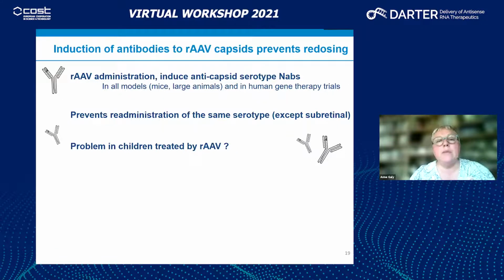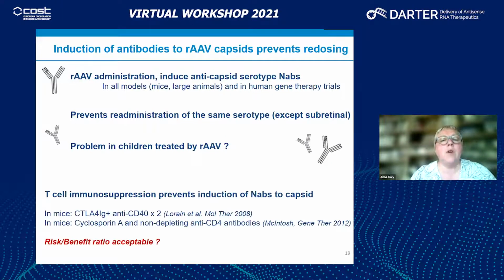It will prevent re-administration. And really, this is something we need to address because we are starting to use gene therapy with AAV in children, and it will most likely require second or third doses to prolong the effect of gene therapy throughout life. So this is really an important problem that needs to be overcome.